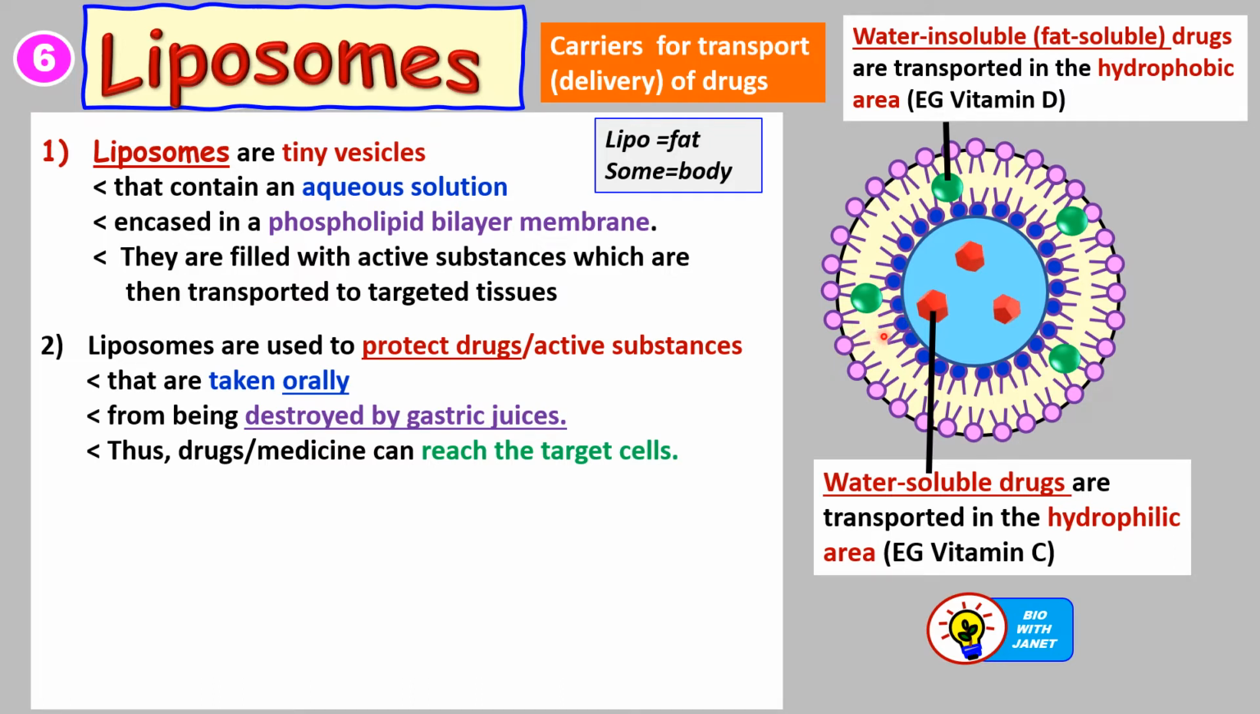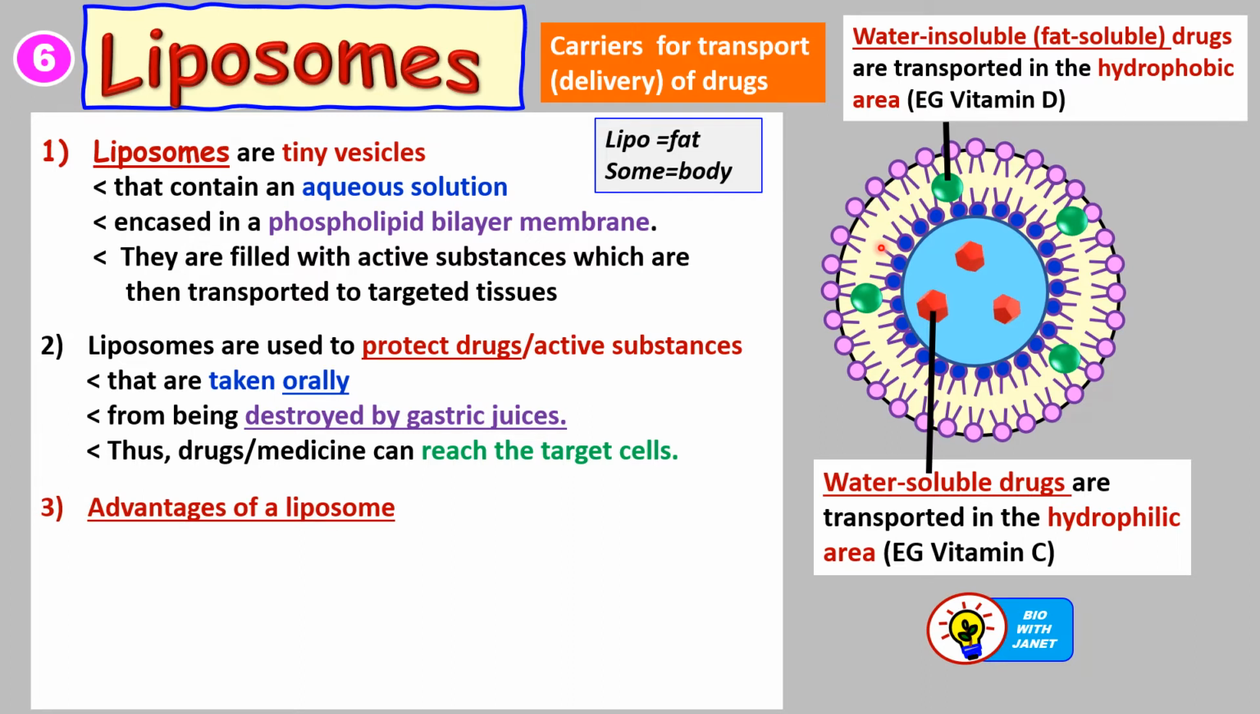Okay, so once they arrive at the targeted cells, the phospholipid bilayer may break down, and then the liposomes will release their inner drug contents to the cells. So this liposome can shield the drugs from the body's aqueous environment because of the phospholipid bilayer, which is made up of lipids.